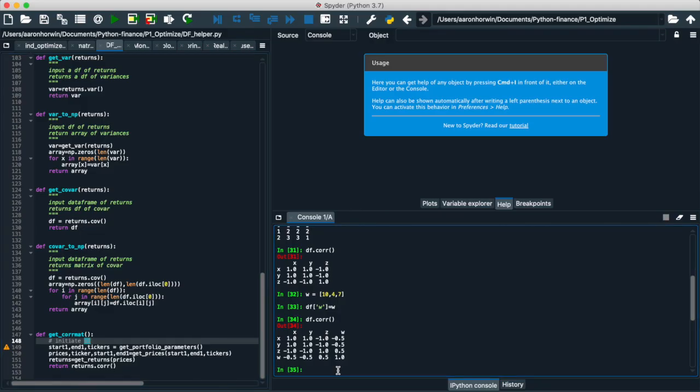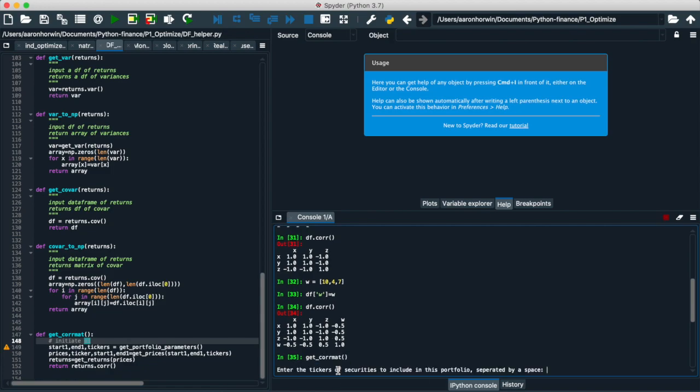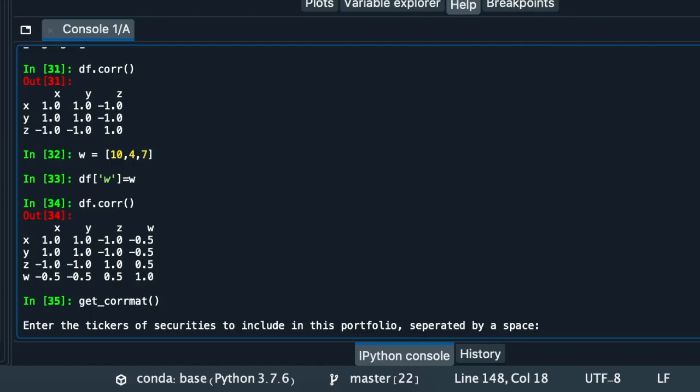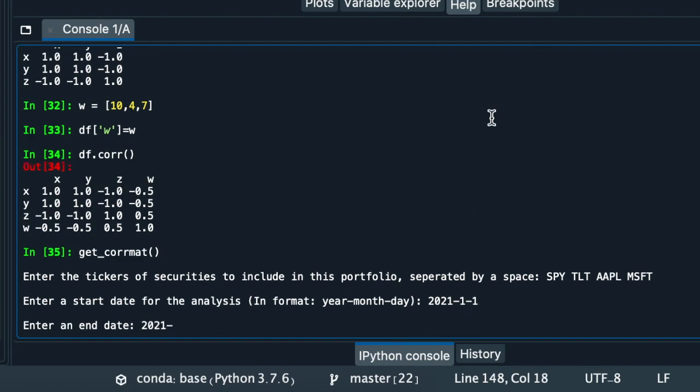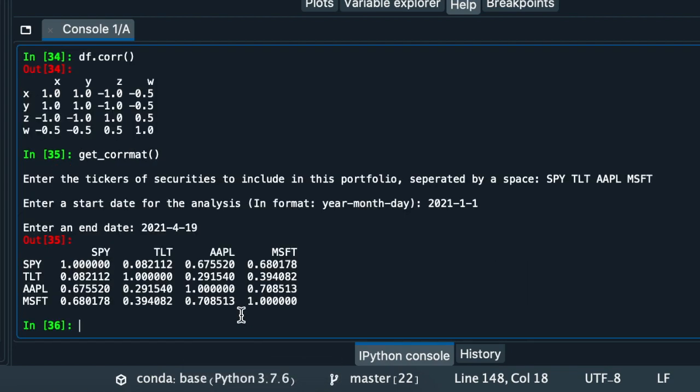So I'm going to call that and type in some securities. So let's put in the S&P, some long-term treasuries, and then just some of the usual suspects. And we'll do it this year up until today's date, which is the 19th. Okay, so you can see these are all positively correlated. I kind of thought maybe treasuries would be a little negatively correlated, but let's just have a look at this.